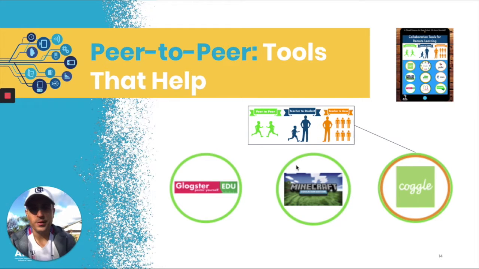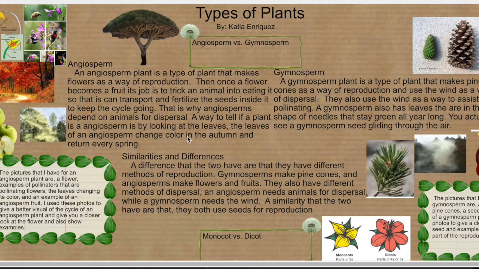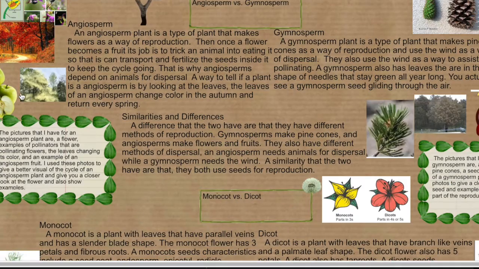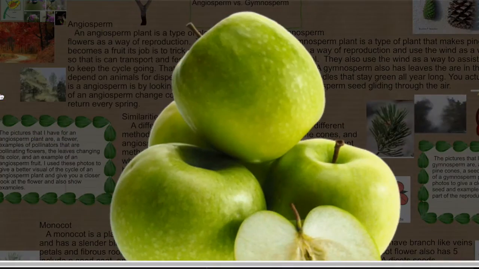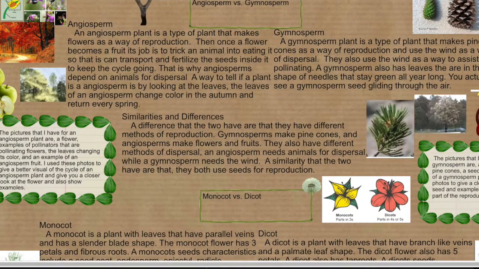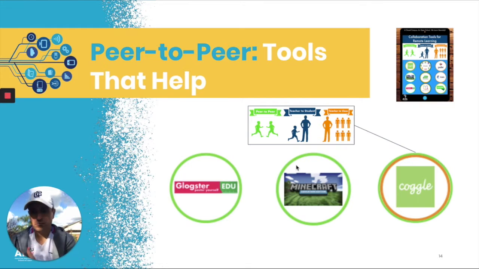So when talking about peer-to-peer tools for collaboration, first one is Glogster. Glogster is like an interactive poster where kids can work on a project, add videos, add text, add GIF files, or whatever, and it allows for them to kind of collaboratively work on that. It can be used just by a student by themselves, but they can also work together on it.